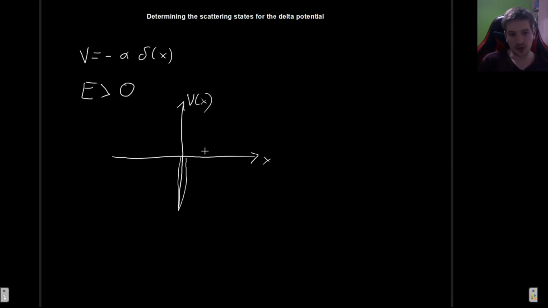So we have to determine what exactly is going on, right? Because our energy is going to be greater than this potential. So that's why this is going to be a scattering state. It will not be bound by this potential as was the previous case. So let us now solve the Schrödinger equation.